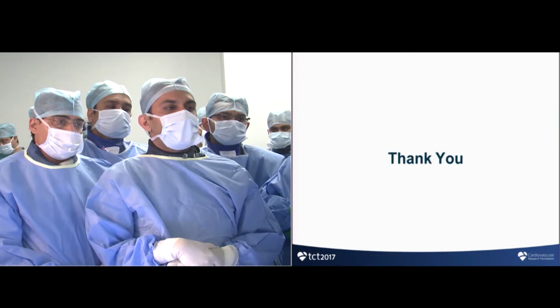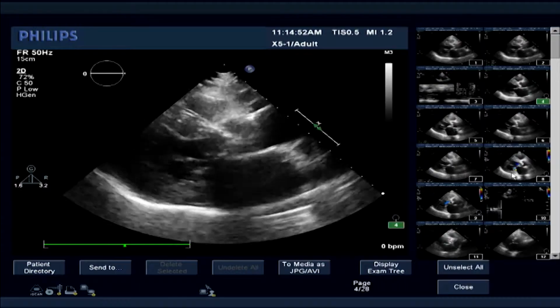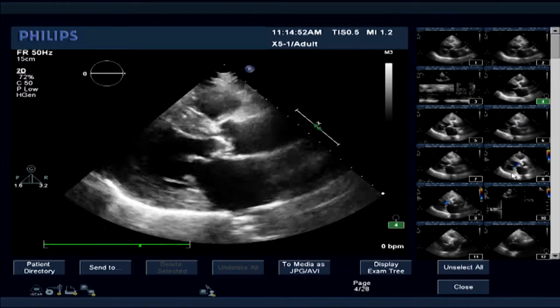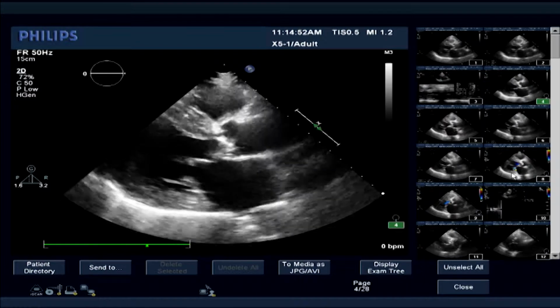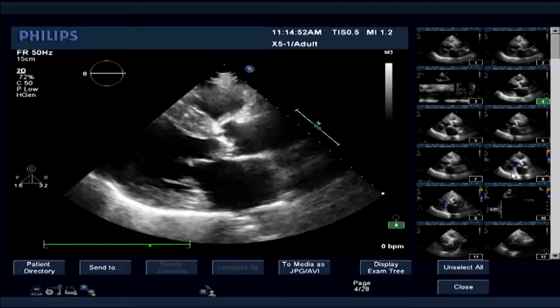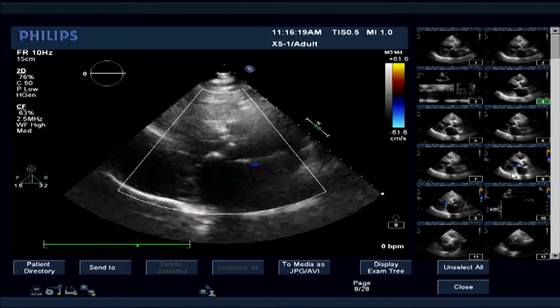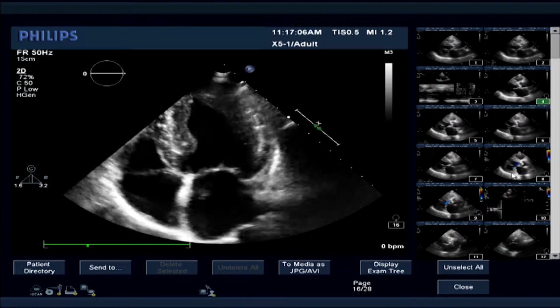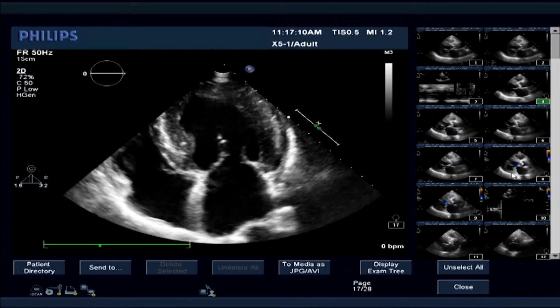So let us look at the echo. If you look at the transthoracic echocardiogram, this is a parasternal long axis view. You can clearly see thickened and calcified leaflets with good LV contractility. You can see some mild aortic regurgitation. The 4-chamber view again shows good LV contractility and LV concentric hypertrophy.